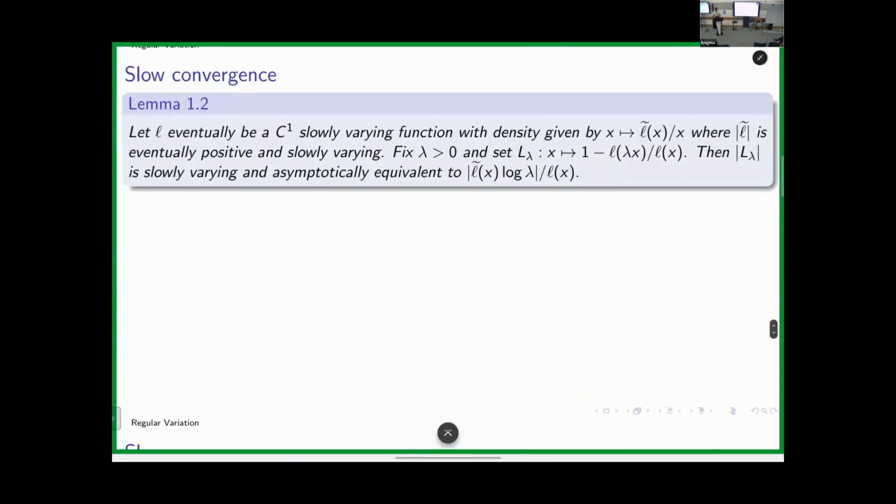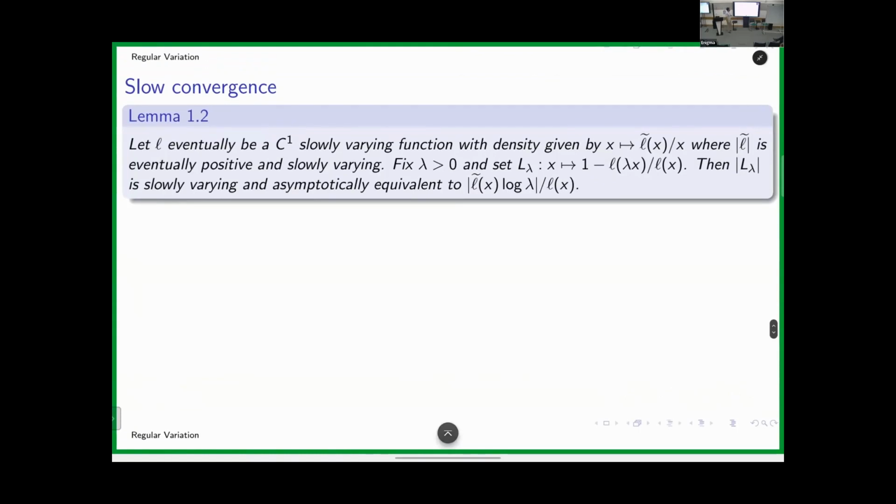This thing, I put a modulus, so I make it non-negative now, will be slowly varying, and it's asymptotically equivalent to this. So I can even work out how slow it is. Let's just work it out. Lambda just gives me a multiplicative factor, so I will ignore it. I just need to compute the modulus of L tilde over L.